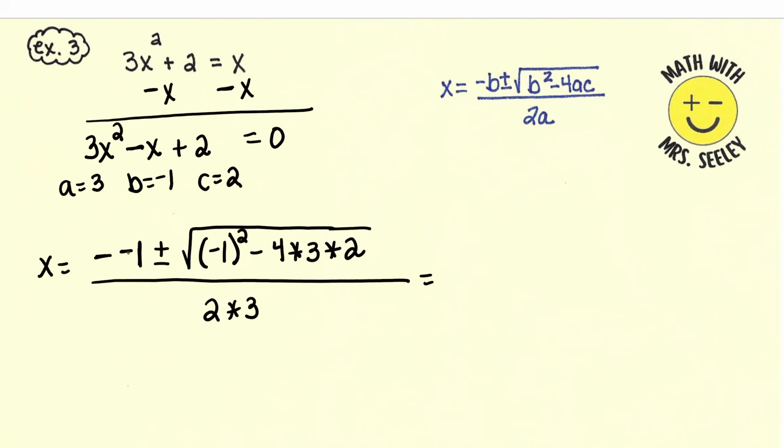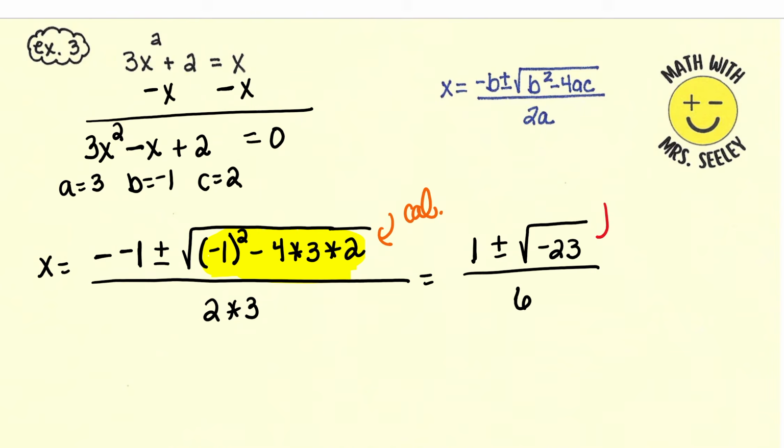All right, negative of a negative, those two negatives make a positive, plus or minus, draw the square root house. Go see what lives under that square root house. So go to your calculator, type that in, and when you do, you're going to get negative 23 all over 6. Now, negative 23 is the value of the discriminant this time. You're not allowed to have negatives under square roots. When you do, you get imaginary numbers.